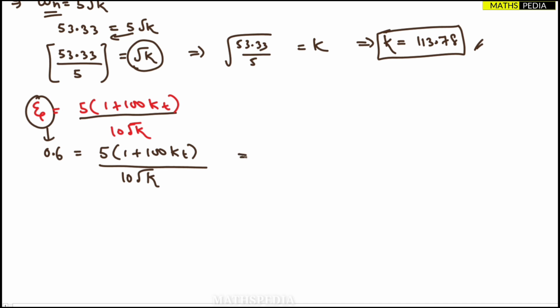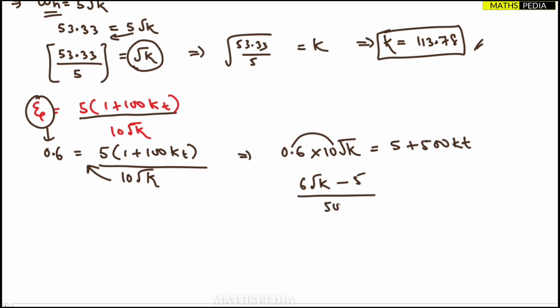So from this, can I get the value of kt? Yes, you can get the value of kt. Just simplify, you'll be getting kt value. If you want, I'll just simplify also. Okay. 0.6, just multiply this into this. It will be 10 root k equal to, open the bracket, 5 into 1 is 5, 5 into 100 is 500 kt. Now it will be 0.6 into 10 is 6 root k. Then you bring everything this side, minus 5. Then 500 will go down, equal to kt. Then you can substitute root k value, then you can get kt value. So what is kt value? Kt value is equal to 0.118.